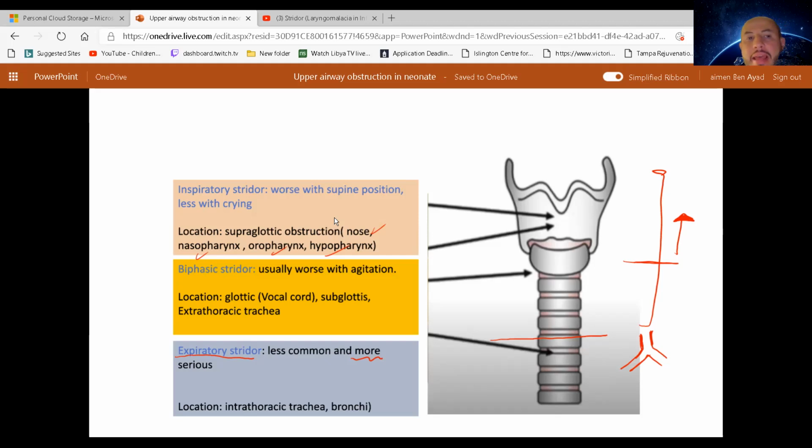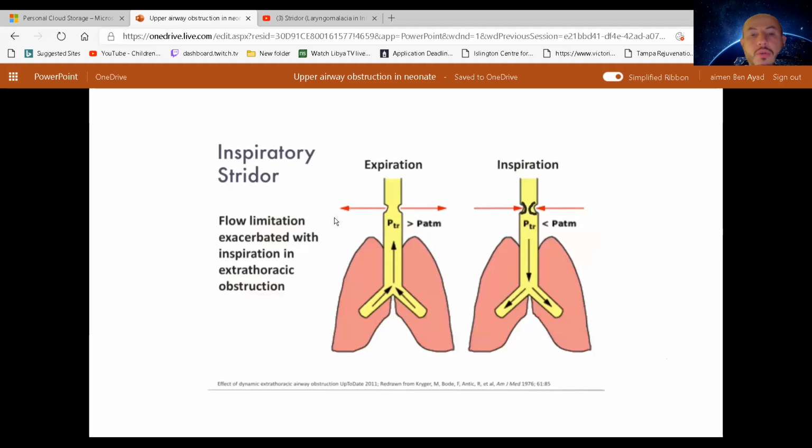If the level is at the vocal cord or mainly subglottic, then usually it's biphasic, you hear both inspiratory and expiratory. We will explain why. So the question is why, in extrathoracic stridor, do we hear mainly inspiratory, and in intrathoracic, expiratory? The same for wheeze, we hear mainly expiratory unless there is a severe obstruction, then you hear biphasic, in both.